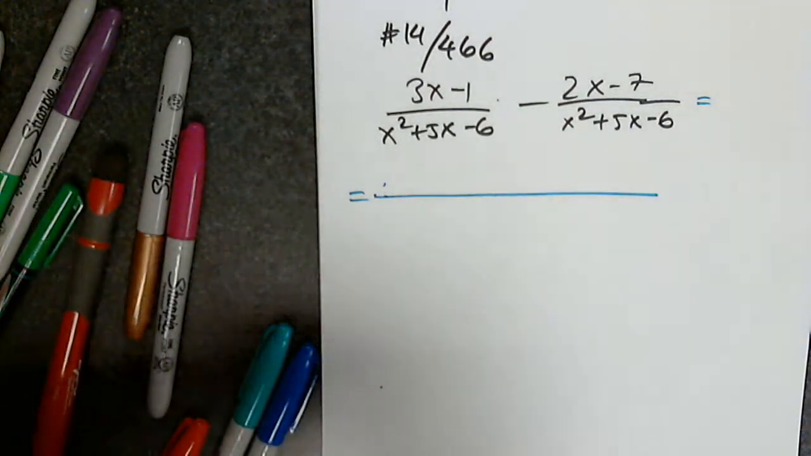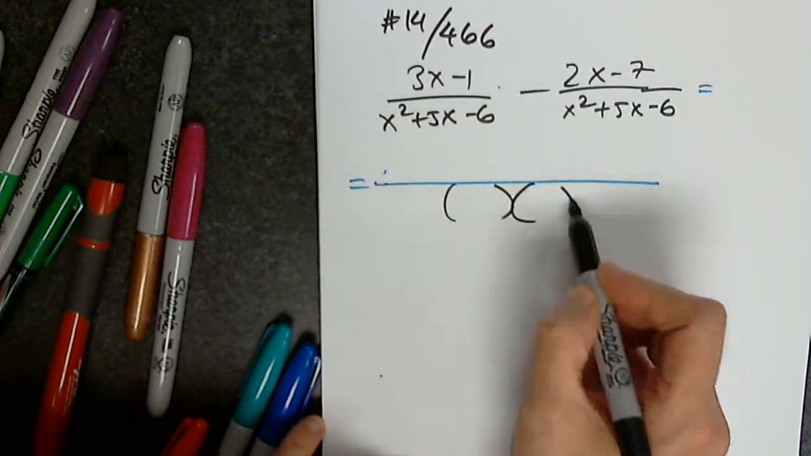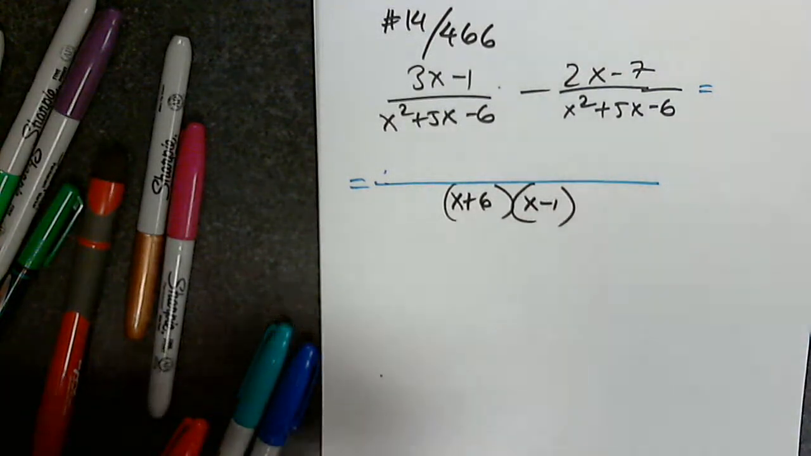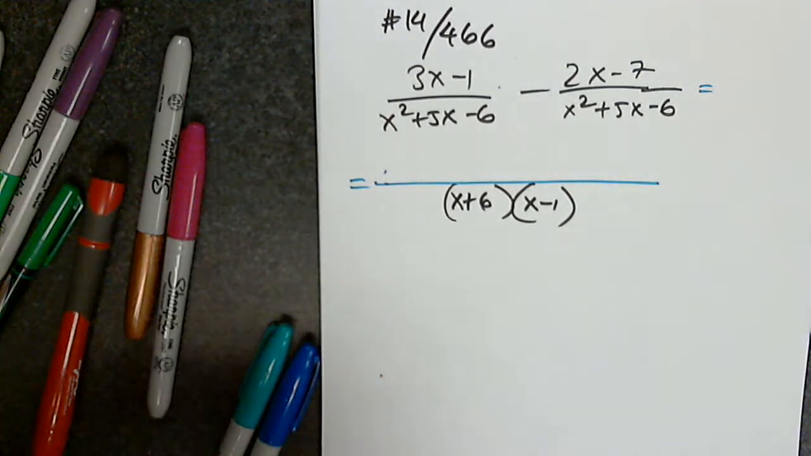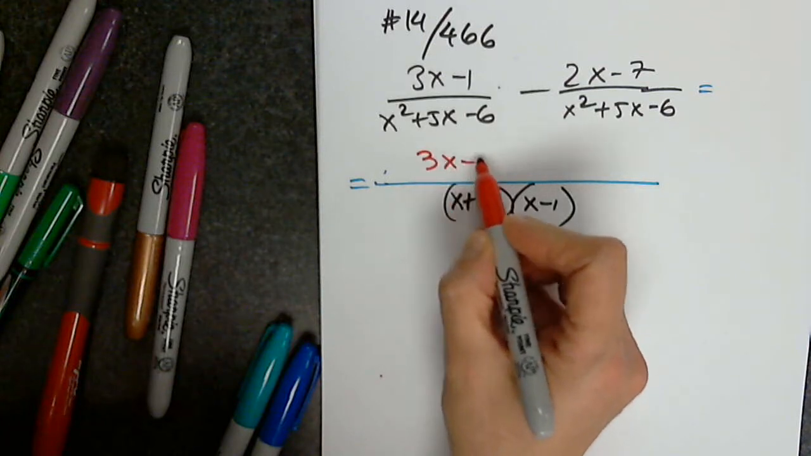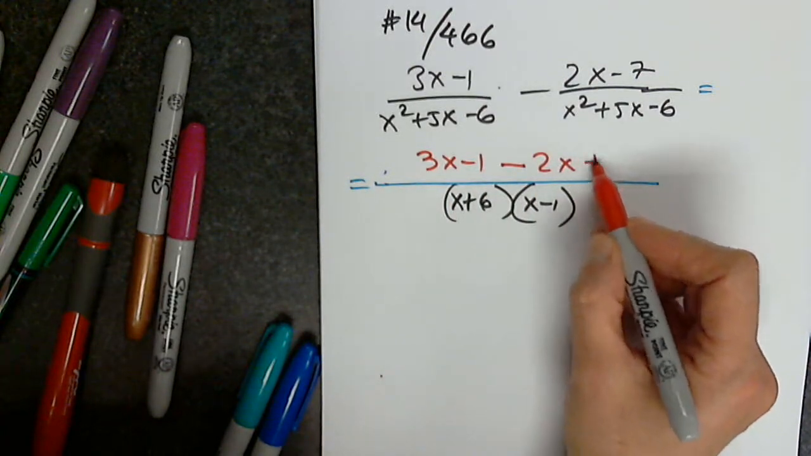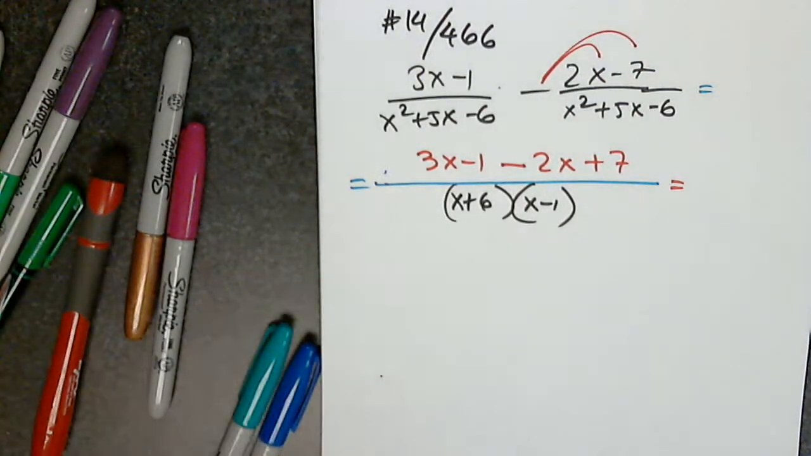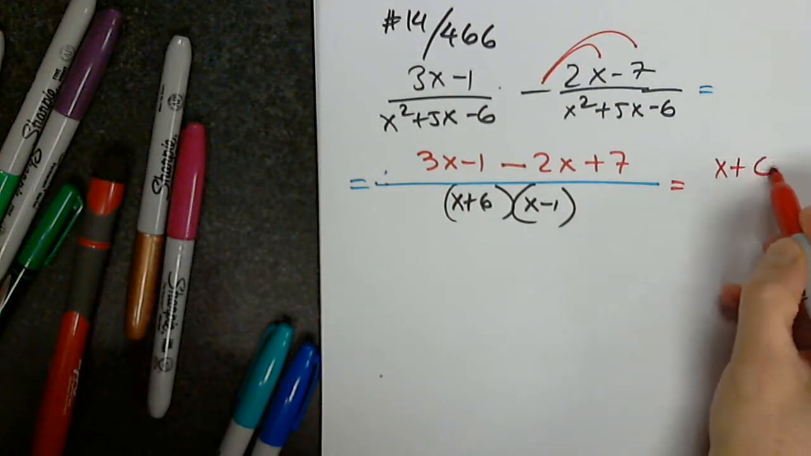So I copied the denominator, but I want to copy it factored already. How do I factor it? x plus 6, x minus 1. Very good. So now, can anyone dictate the numerator? x plus 6, x minus 1, minus 2 times x plus 6. Excellent. So you distributed, and obviously you changed the signs. So then, indeed, x plus 6. Perfect.